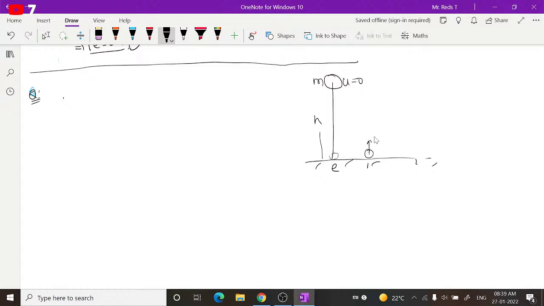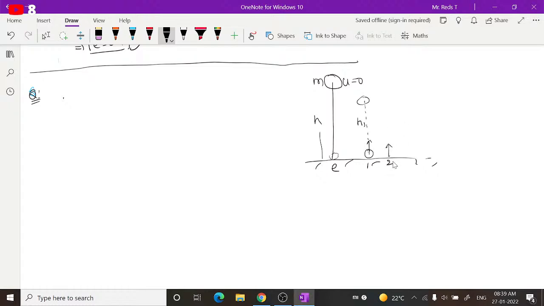After the first hit, it rises up with some velocity. Then it rises to a different height, which will be less than this. Usually we take this as h1. It rises to a height h1. Then again it stops and retraces back and reaches the ground, and then it hits the second time, then again it bounces up with some different velocity and rises to some height h2.